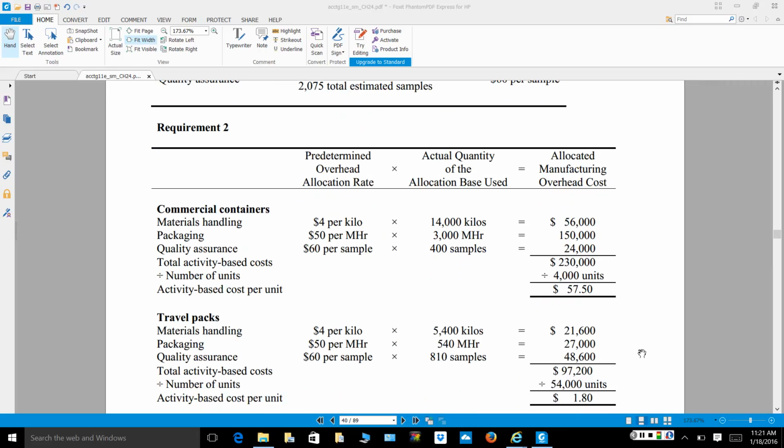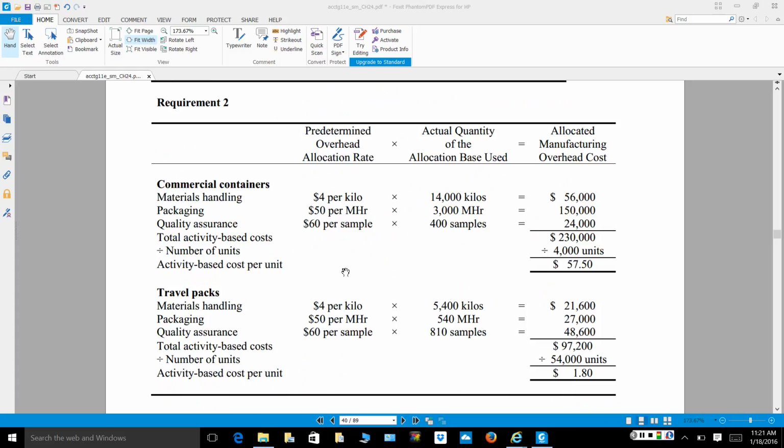All right, if we do the same thing for travel packs, the same overhead allocation rates apply. It's simply that now the drivers are different, where we had 14,000 kilos above, because remember we're moving much larger packages. We only have 5,400 kilos here. Where we had 3,000 machine hours in packaging, we only have 540 with our smaller packets. And with 400 samples in the large batches, we actually had 810 in the smaller batches. So once again, we calculate our overhead using these overhead application rates and the actual amount of our cost drivers.